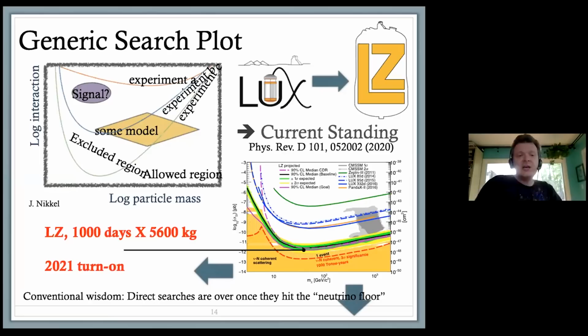So on the y-axis is the log of the interaction strength, or the cross-section of interaction, and the x-axis is the mass, because we don't know what the mass is, so that's a free parameter. And so we have experiment A, B, C, so the experiments keep going lower and lower. And if you find something, then you put a blob on these axes in this parameter space. There goes your blob for where you think the mass and interaction strength is.